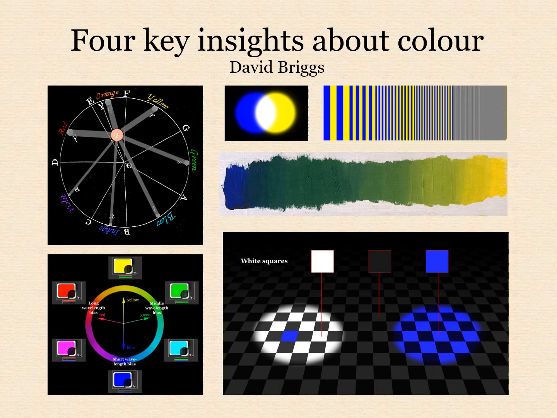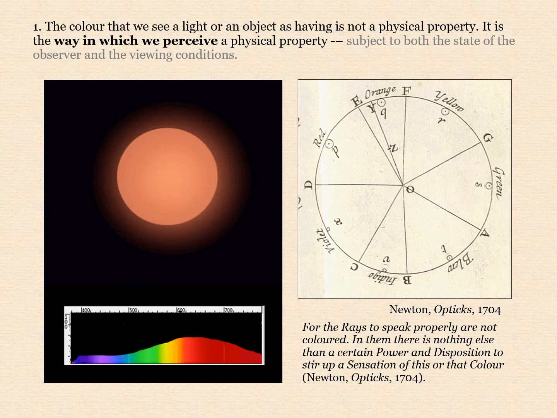The first thing I'd like to discuss is the question, what is a colour? When I perceive a light or an object to be red or white or green, I have the impression that this colour is a property of the light or object, and I might be inclined to assume that the colour is a physical property that my visual system simply detects. But the scientific consensus is that this is not so.